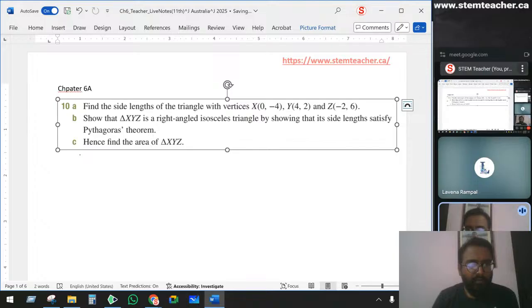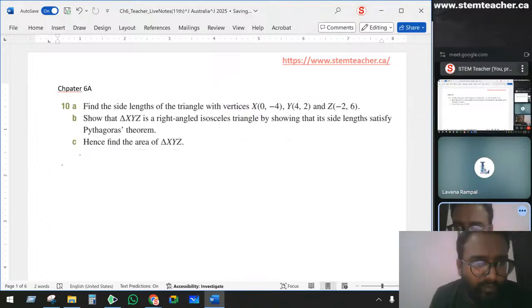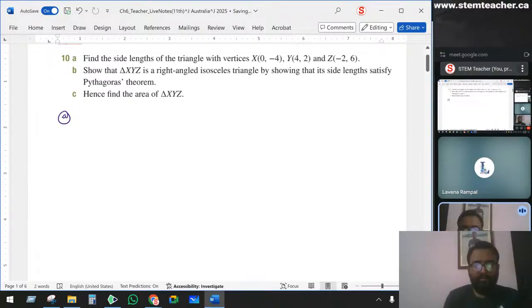Okay, so what is the first condition here? Part A asks to find the lengths of the triangle sides XY, YZ, ZX. I'm checking, because it was said that it looks like a right angle triangle, or otherwise.